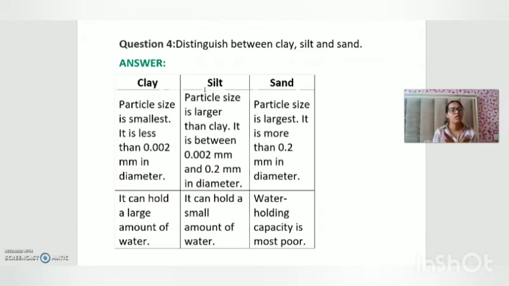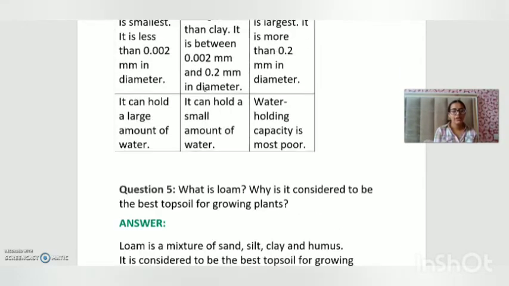In sand, water is not held. Sand does not hold water, right?